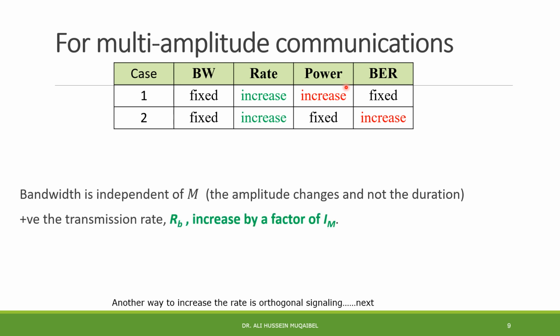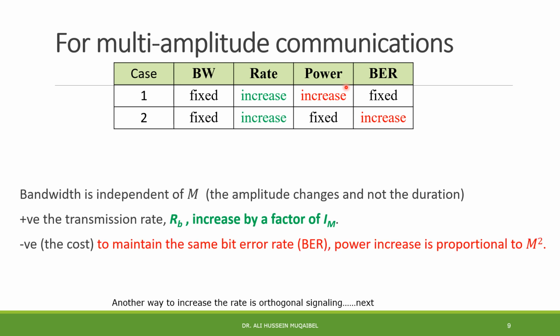Now, we notice here that the bandwidth is independent of M. The amplitude changes and the duration does not change, because for a pulse, what changes the bandwidth is the pulse duration rather than the amplitude. And this is good because the rate is increased by a factor of log M. I'm showing this with green. But the red part here is the price you pay in terms of power. So the negative thing here, the cost to maintain the same probability of error, is that power increase is proportional to M squared. This is an important note here.